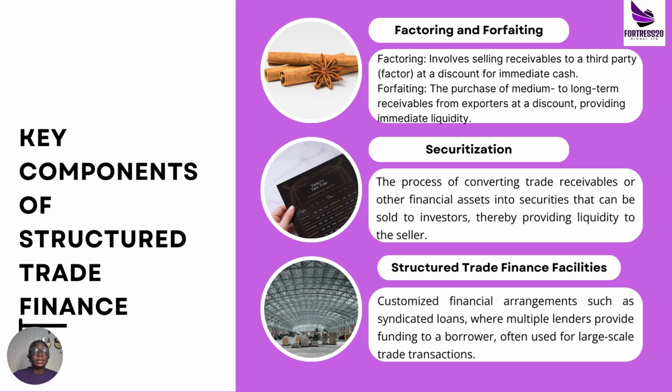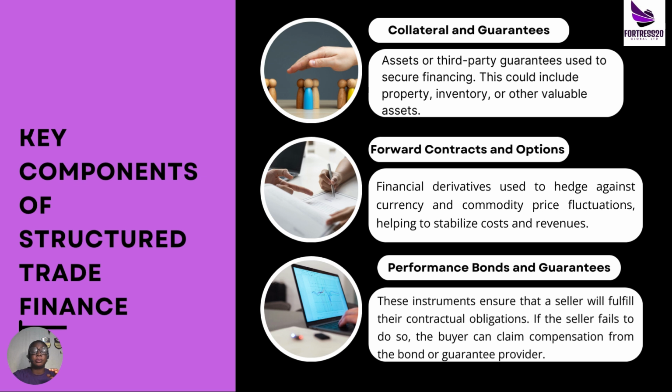The fifth is securitization. This involves turning trade receivables or other assets into securities that can be sold to investors, giving the seller cash. The sixth is the structured trade finance facilities. These are custom financial arrangements like syndicated loans where multiple lenders fund a large trade transaction. The seventh are collaterals and guarantees. This involves using third-party guarantees to secure financing, such as property or inventory.